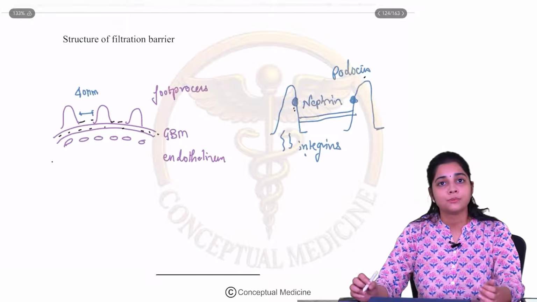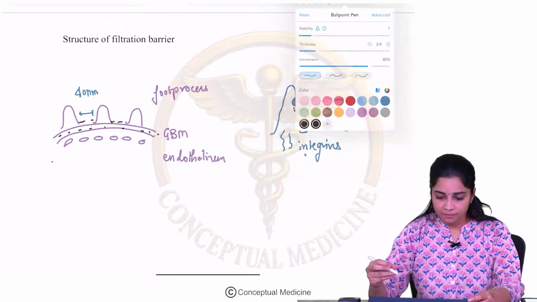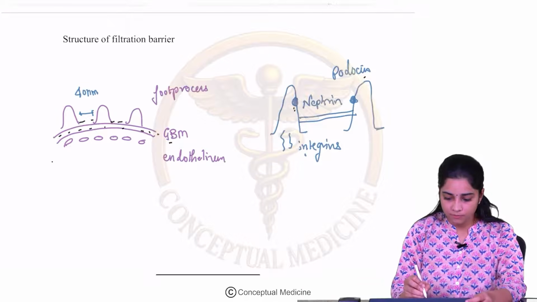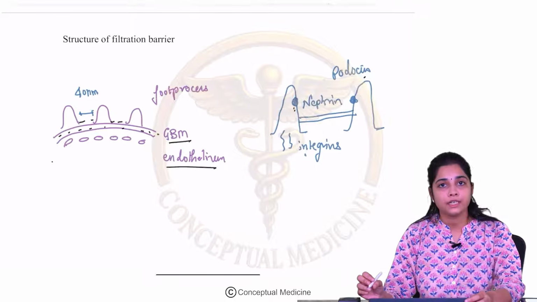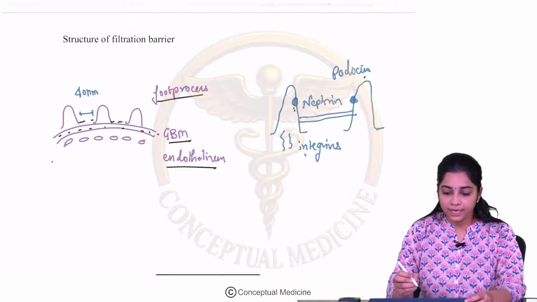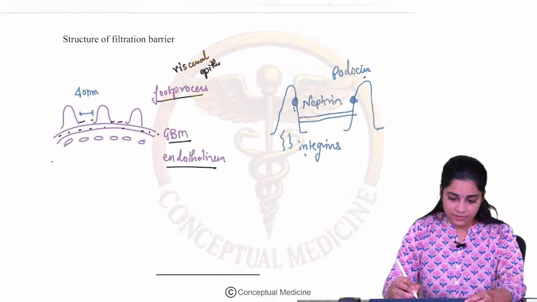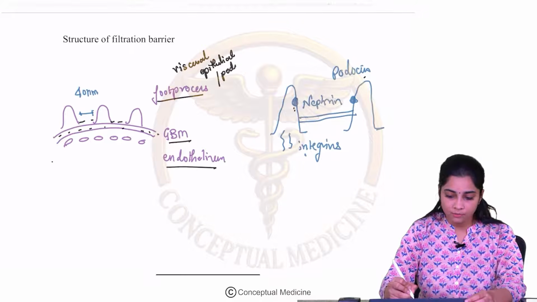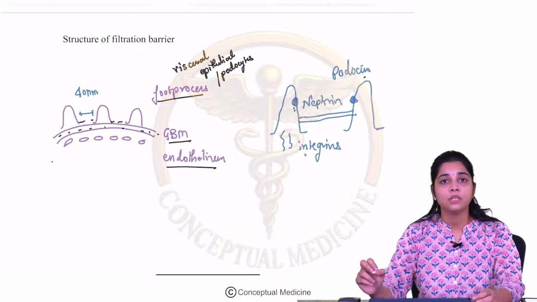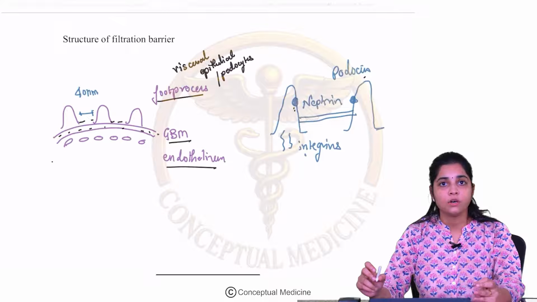Before we move on to our understanding of nephrotic syndromes, let us understand the structure of the filtration barrier. The filtration barrier basically comprises three portions. One is your glomerular basement membrane, the other is the endothelium which lines the glomerular capillaries, and the third one is your visceral epithelial cells and their foot processes, which are also called podocytes.